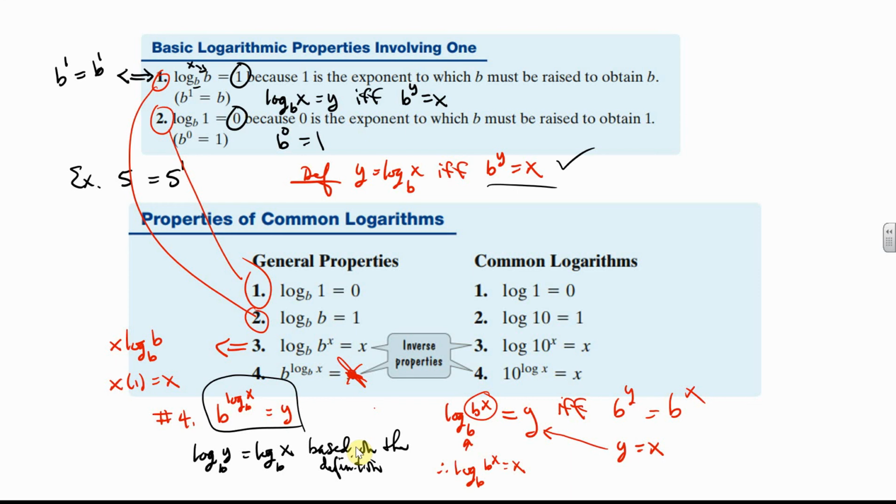So if that's the case, then that implies that y is equal to x. Well, I said this right here was y. That means that this is x. Y is equal to x. So I can erase this, and I can say, okay, that's x. That's why that's x. Okay.